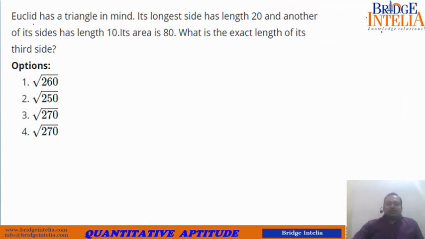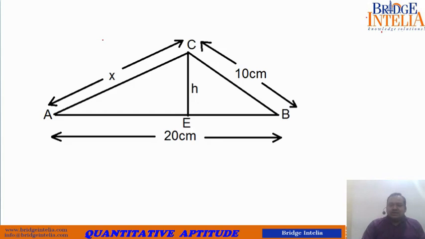Euclid has a triangle in mind. Its longest side has length 20 and another of its sides has length 10. Its area is 80. What is the exact length of its third side? So two sides we already know, 20 and 10, and the area is also known, which is 80. So the correct method is we are going to use the Pythagoras approach. So let's do that. This side is 10, and the other side is 20.